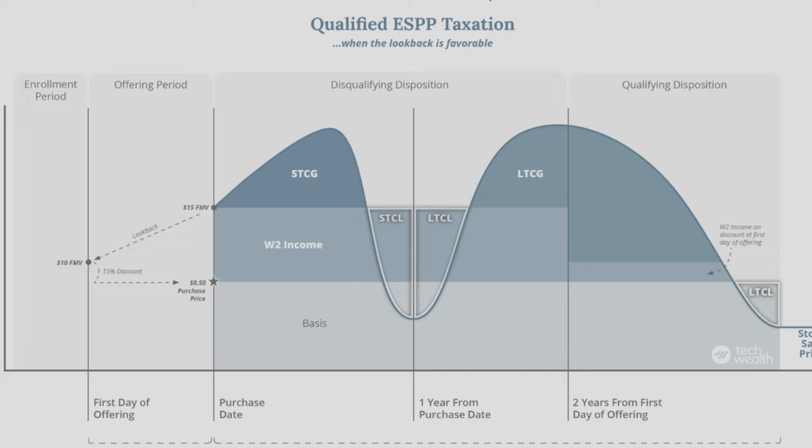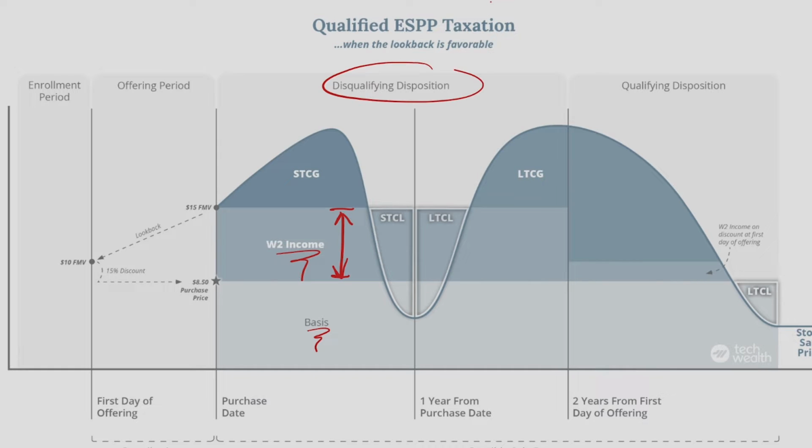Starting from the bottom, the cost basis is what you paid for the shares, which is not taxed. Above that is the ordinary W-2 income. In a disqualifying disposition, that number is determined by looking at the purchase date, the date where your company actually uses your contributions to buy company stock. Any difference between the purchase price and the fair market value on the day of purchase will be recognized as ordinary W-2 income when you sell. So while there are no taxes on the purchase date, it's still important for calculating taxes.